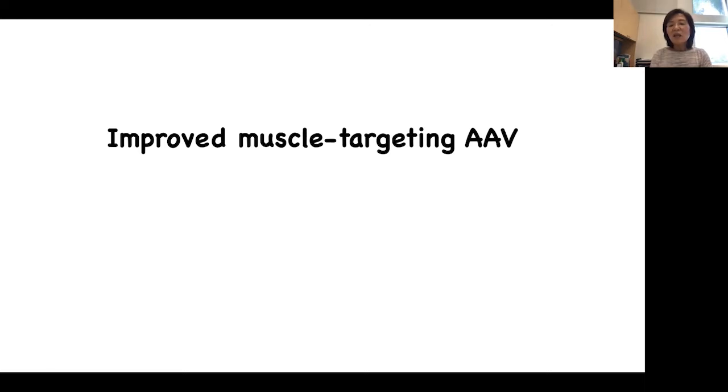So AAV is not the virus we have been working on in our lab, but the graduate student who just helped me with this computer change wanted to work on a gene therapy vector. And because my husband in the lab, Michael Farzan, used AAV to express antibodies against HIV, I thought it was a good idea to do so. And so we specifically focused on improving AAV muscle targeting.